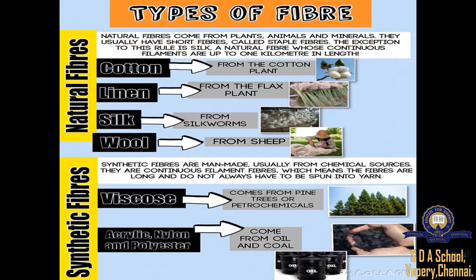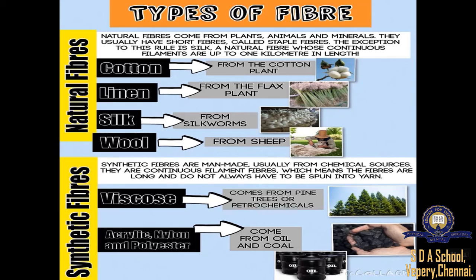We have two types of loom: hand loom and power loom. Operating manually is called a hand loom, and running with the help of electricity is called a power loom. Spinning means fibers are twisted together to yield long thread.